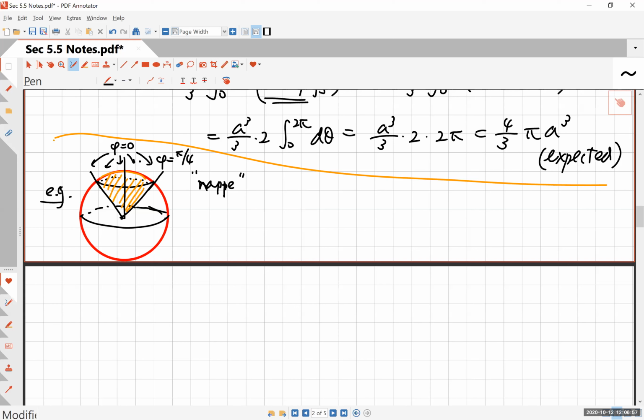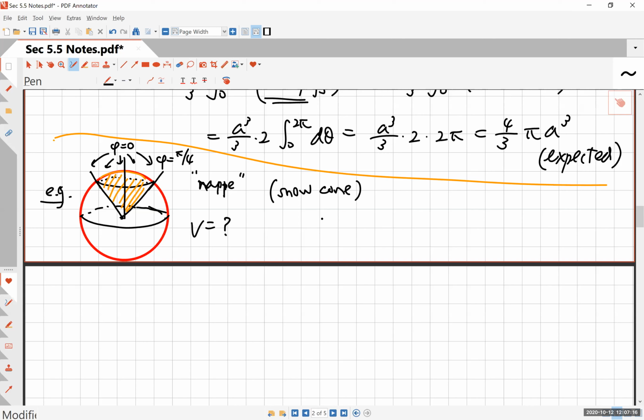Okay, so this is just like a cone with a spherical top, and that is a spherical nap. You can call this a snow cone because that's what it looks like. The technical name is the spherical nap. Let's find the volume of this. Okay, so what is that?